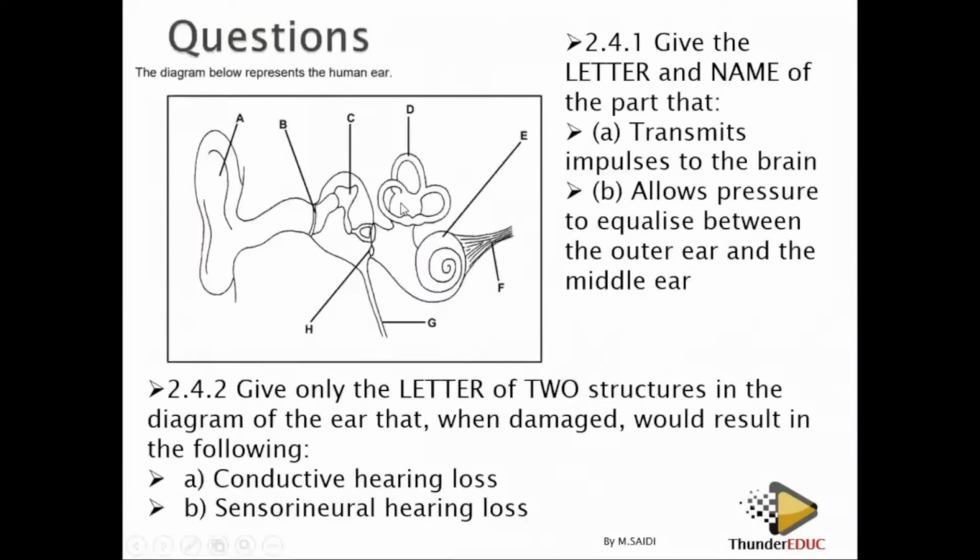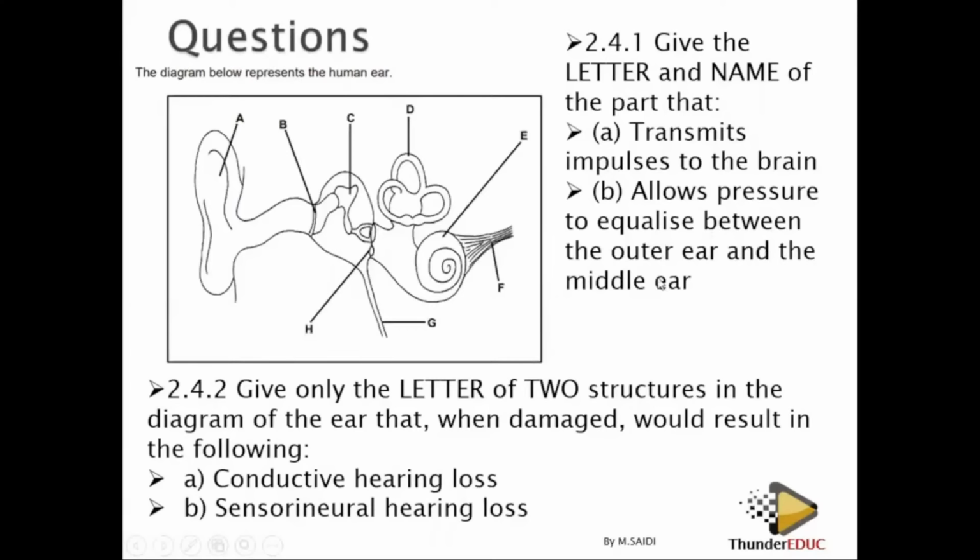Then let's look at some of the questions which can be asked. Here is a diagram, and it says give the letter and name of the part that transmits impulse to the brain. So you have to know the part and the function. It is F, the auditory nerve.